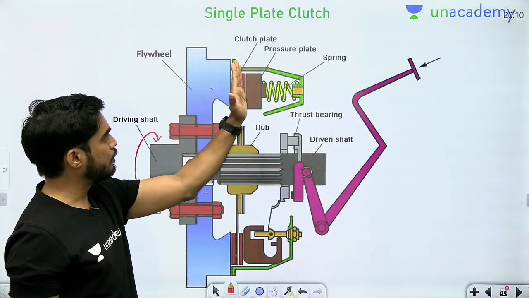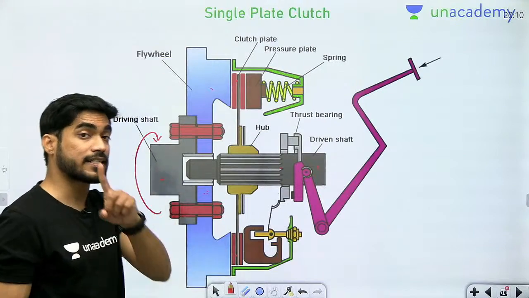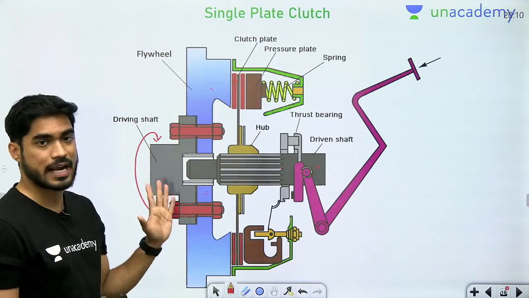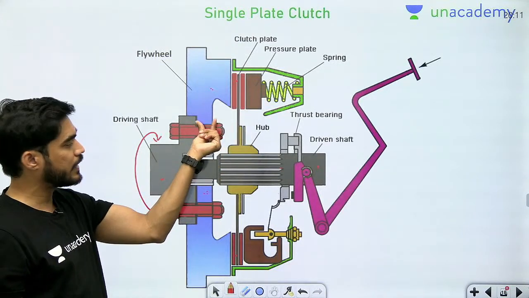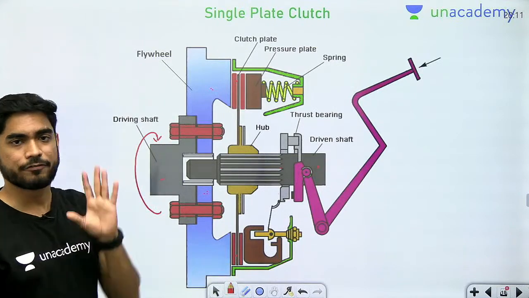This clutch plate has high friction material on both sides. Okay. So, when I will press this clutch plate on this flywheel, flywheel is continuously rotating. Remember, it is connected to the driving shaft. So, it is part of the driving shaft. So, when this plate will be connected to the flywheel, this plate will also start rotating due to friction.